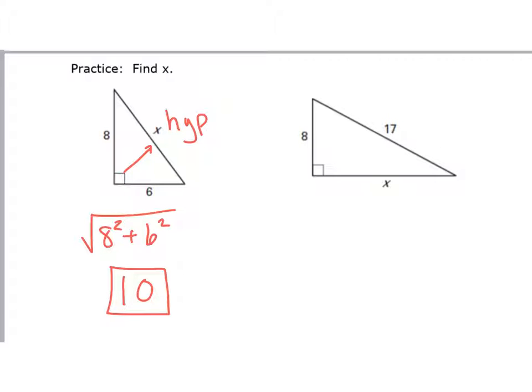All right, look at the next one. Am I missing a hypotenuse or a leg? I'm missing a leg, so in my square root, what am I going to do? Subtract. Make sure we put the bigger one in first, so I'm going to do 17 squared minus 8 squared. 17 squared minus 8 squared gives me 15.